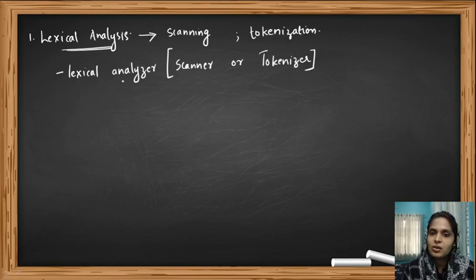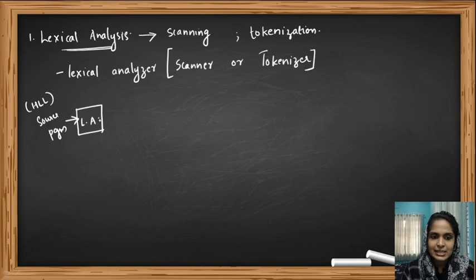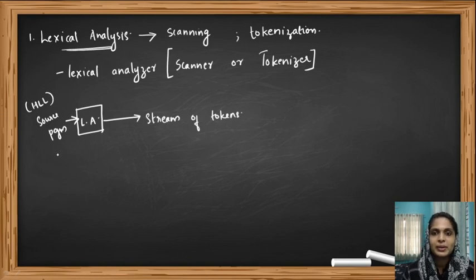Now what's the task of a lexical analyzer? This is our lexical analyzer. The lexical analyzer will take the source program as input. The source program can be written in some high-level language. So the lexical analyzer will take the source program and convert it into tokens, that is a stream of tokens. Our source program will have a stream of characters and those streams of characters will be converted to a stream of tokens. For example, let's assume that this is a statement in our source program.